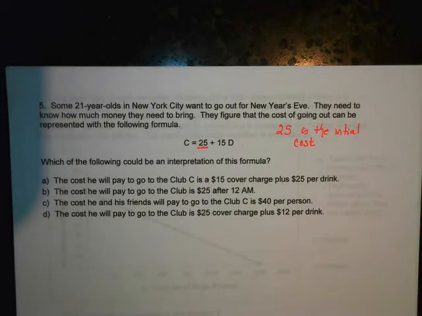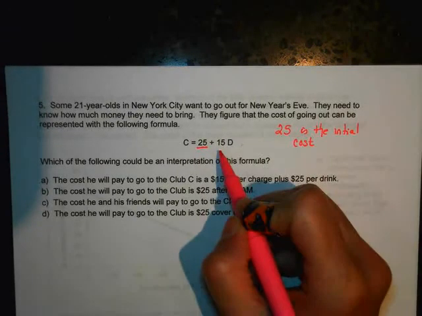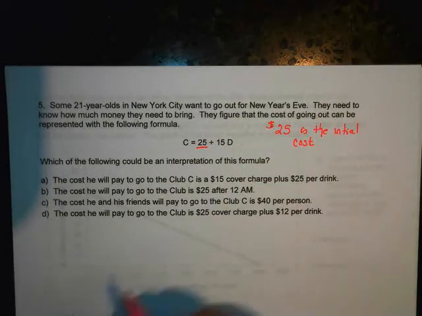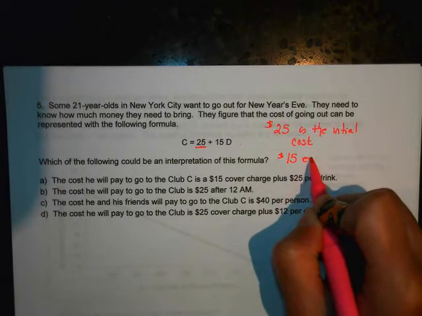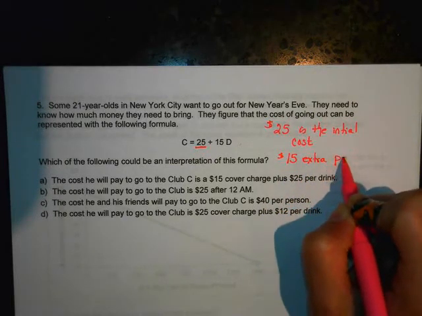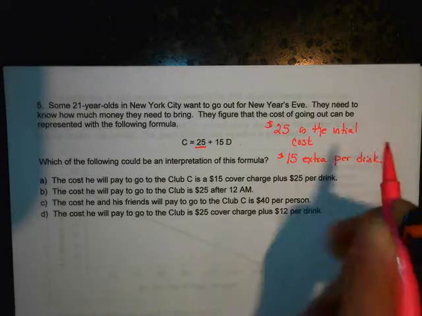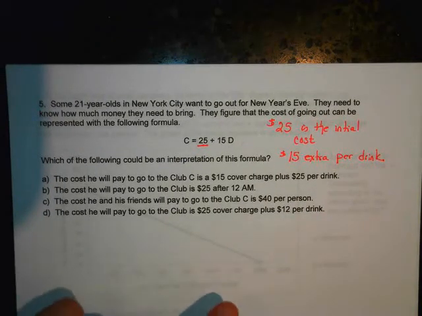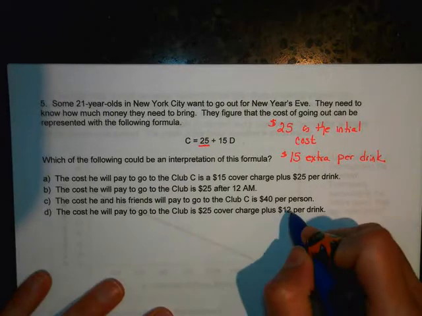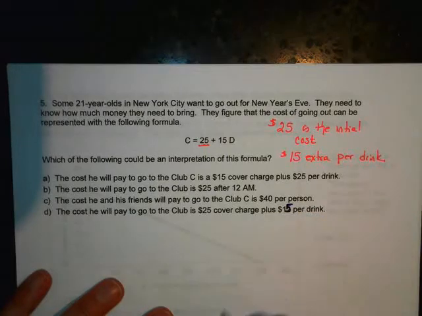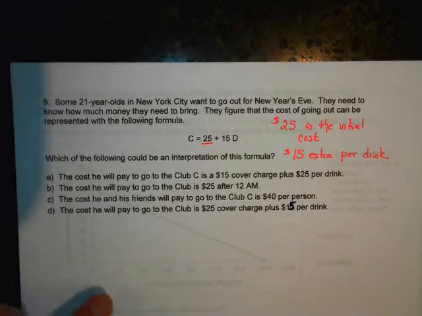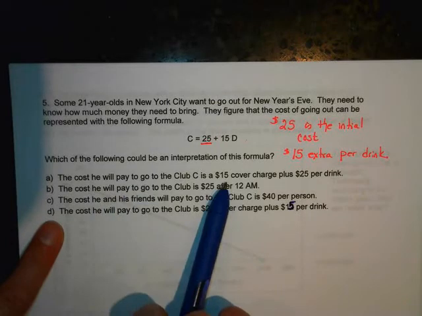And then what do you think? How much is each drink? So 25 is the initial cost, and it must cost $15 extra per drink. All right, I think I have a typo on here now that I look at this. This should be a 15 right here, $15 per drink. I'll make sure I change that. All right, so the cost you pay the club is a $15 cover charge. No, it's not that one because it's $15 per drink.